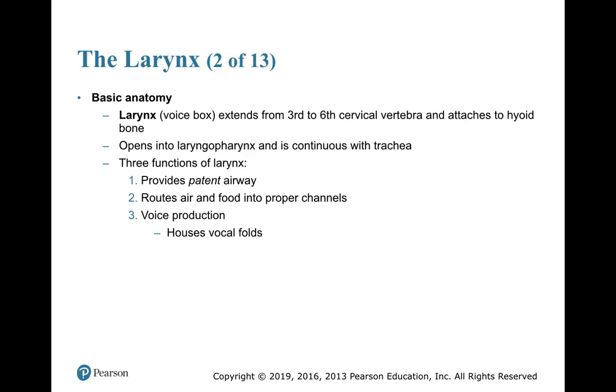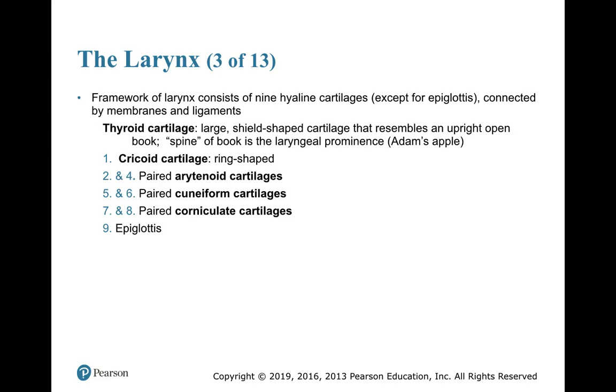So the larynx, the voice box, extends from the third to the sixth vertebrae and attaches to the hyoid bone. It opens into the laryngopharynx and is continuous with the trachea. It provides a patent airway, an open airway, routes air and food into the proper channels, and it is also the location of our vocal cords.